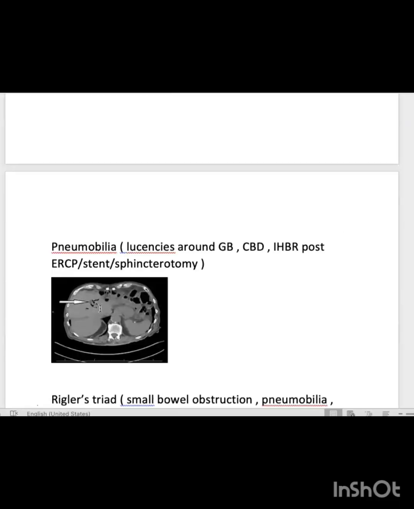And this you can see, it is not scattered throughout the hepatic parenchyma. It is more or less concentrated around the gallbladder, common bile duct, intrahepatic biliary radicals, and we call them pneumobilia. Pneumobilia is a benign finding which is found post-ERCP, stent or sphincterotomy.